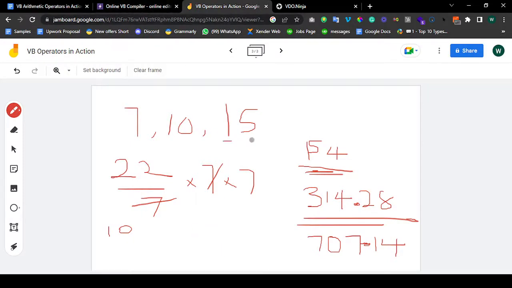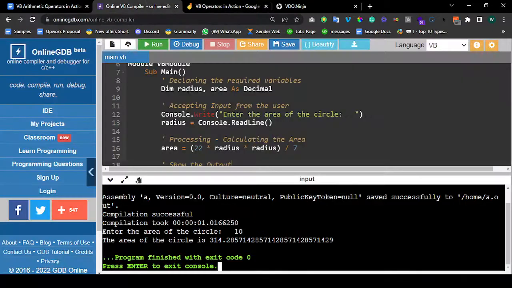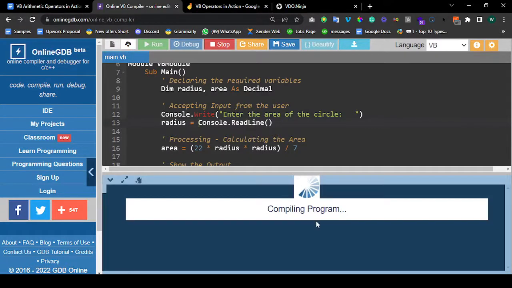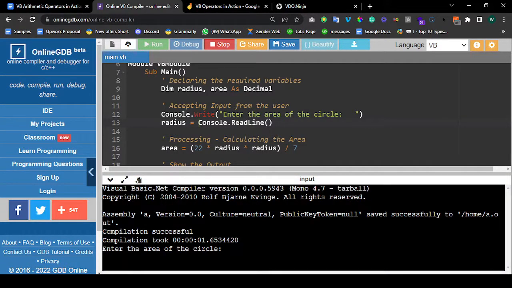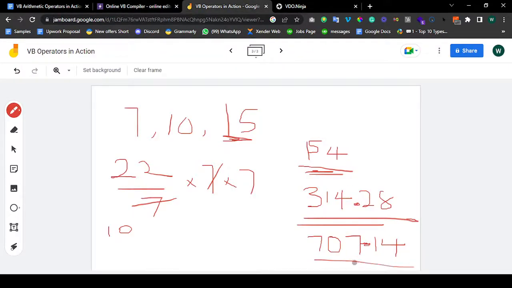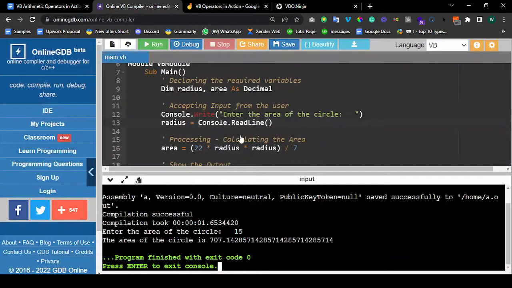So for the last one, which is 15, you can see 707.14. So this works fine for calculating the area of a circle.